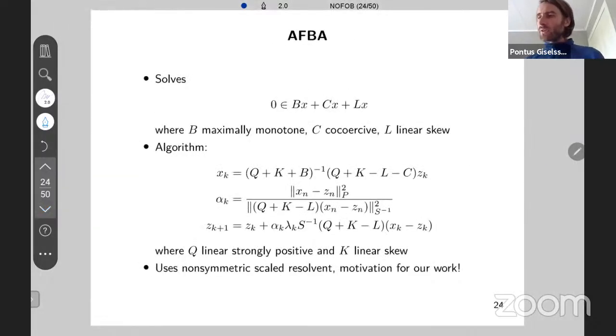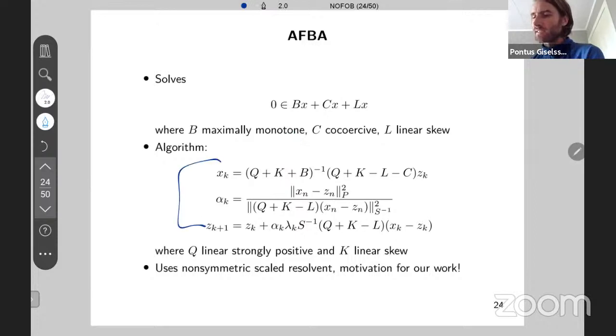All right, and now we're at the AFPA algorithm. It has three operators: maximal monotone B, cocoercive C, and linear skew adjoint L. And this algorithm is a bit different. I will not go into the details, but it has a different resolvent than what we have seen before, because Q is positive definite, like the S we have seen before, but we have an additional K here, which may be linear and skew adjoint.